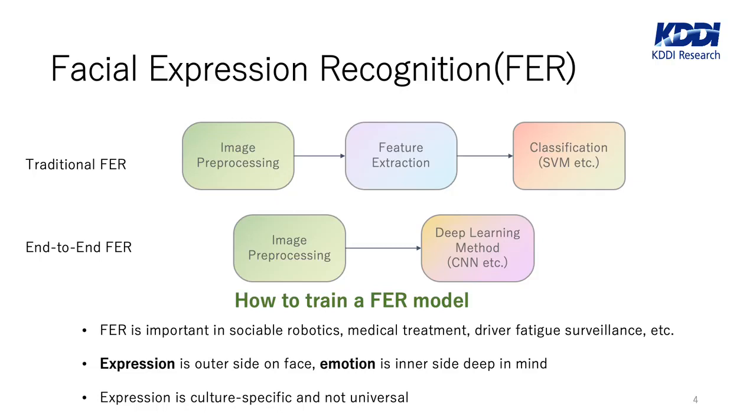In this figure, it shows the existing technologies in how to train a FER model. The traditional one consists of 3 steps. Step 1. Image pre-processing. Step 2. Feature extraction. Step 3. Machine learning classifications, such as SVM. Recently, the most famous one is end-to-end FER systems using deep learning methods such as CNN, LSTM, and so on.